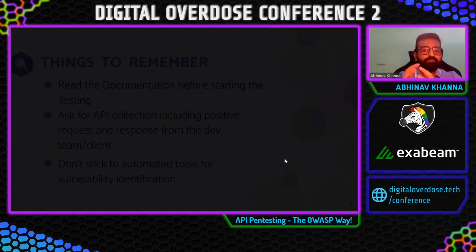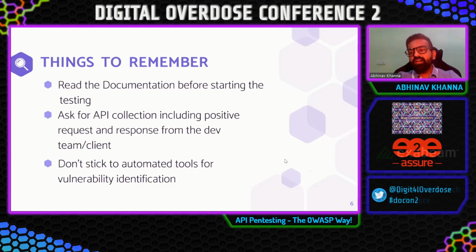All right. So whenever you start with any of your API projects or API assessments, there are a few things that you need to take care about. The first would be to go through the documentation before you actually get started. When you're going through the documentation, you might be able to understand the business logic behind the APIs, and you might be able to find business logic flaws related to it.